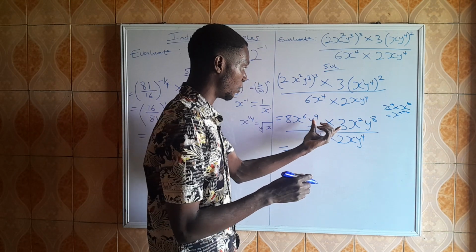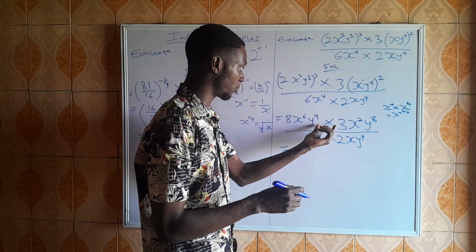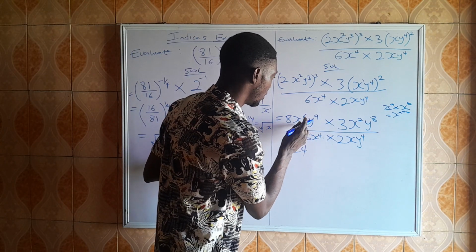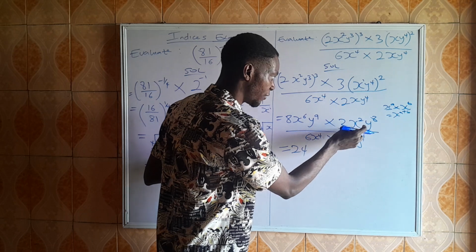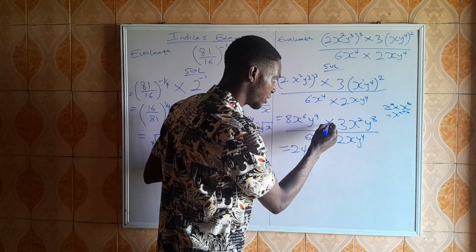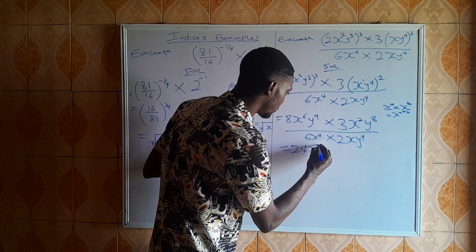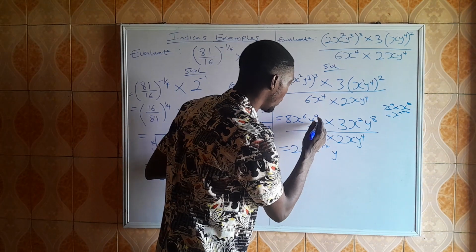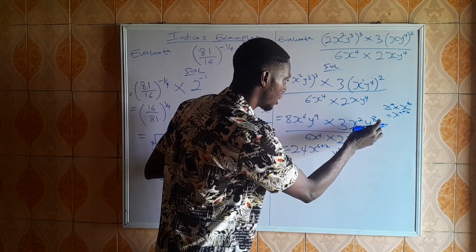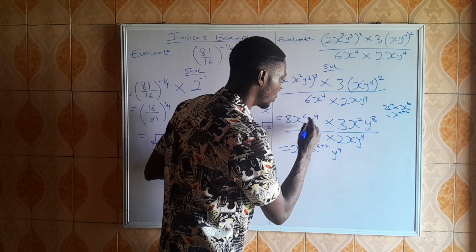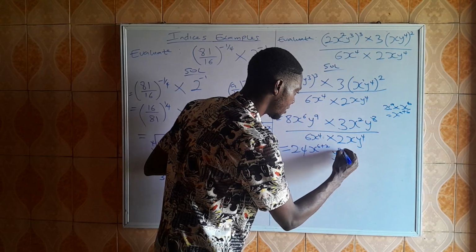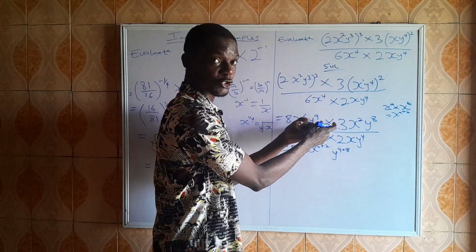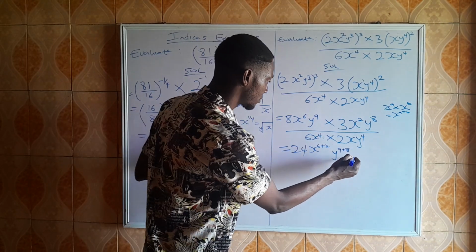now we can apply that law to the numerator also. So 8 times 3 will become 24. You have s raised to the power 6 and you have s raised to the power 2 here. So it becomes s raised to the power 6 plus 2. You also have y raised to the power 9 and y raised to the power 8. So it becomes y raised to the power 9 plus 8. That is, the multiplication becomes addition.